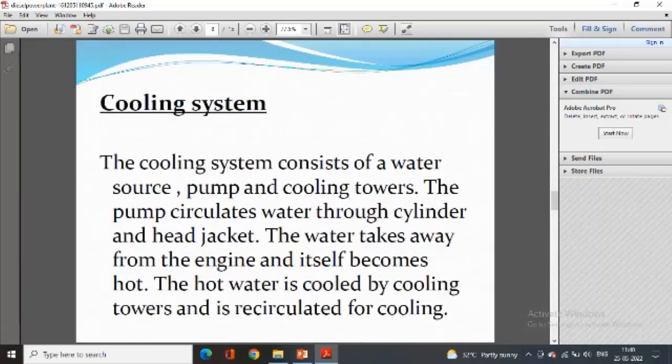Next, cooling system. The cooling system consists of water source, pump, and cooling tower. The pump circulates the water through cylinder and head jackets. The water takes heat from the engine and itself becomes hot. The hot water is cooled by cooling tower and is recirculated for cooling.